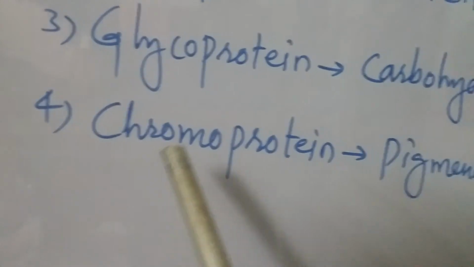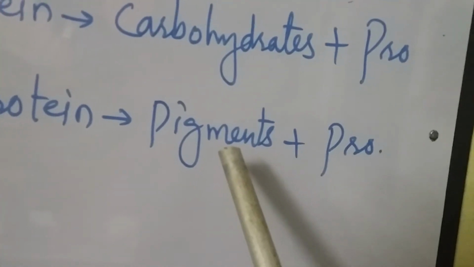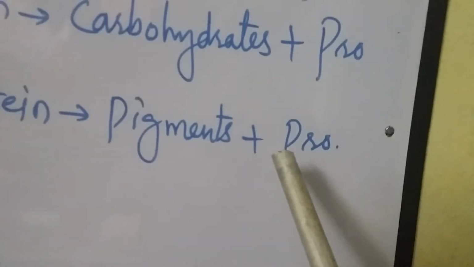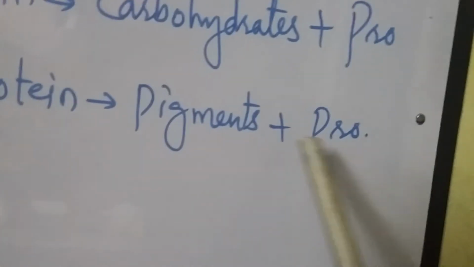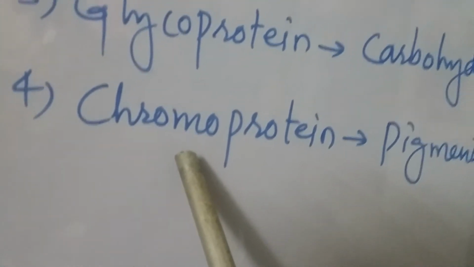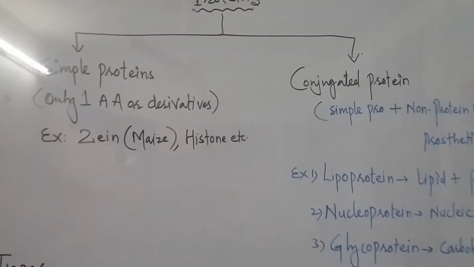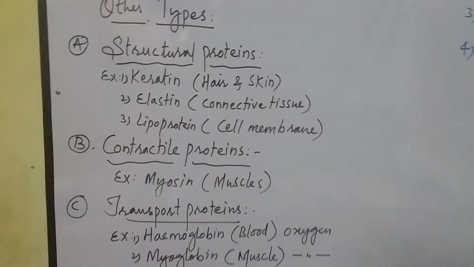Another example is chromoprotein. In the chromoprotein, chromo is nothing but the name of a color pigment, and this pigment together with the protein is one example of the conjugated protein. So these are the conjugated protein and the simple type of protein.